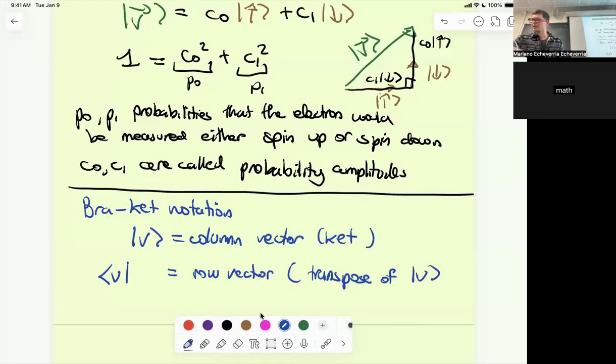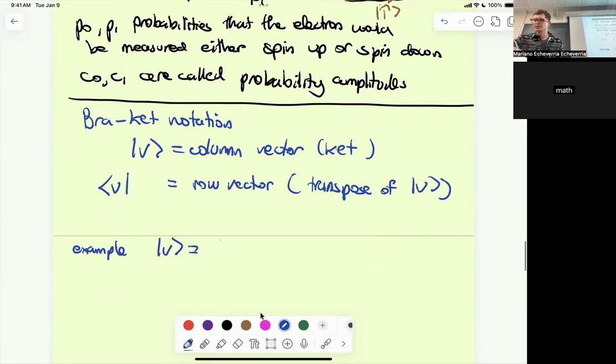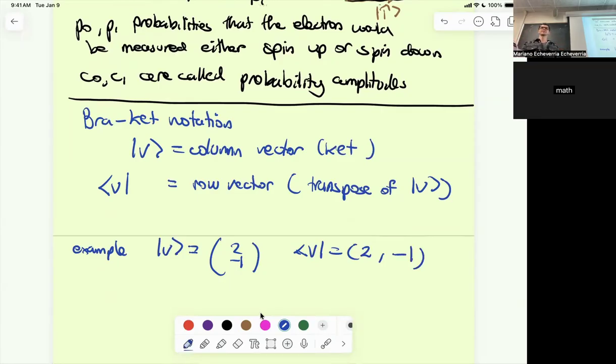To make it super concrete, if your vector is (2, -1), and that's the ket, then the corresponding bra would be (2, -1) as a row vector. So it's a fancy notation just for transposing things. If you work with complex numbers, you have to conjugate as well, but I'm explaining everything over the reals.